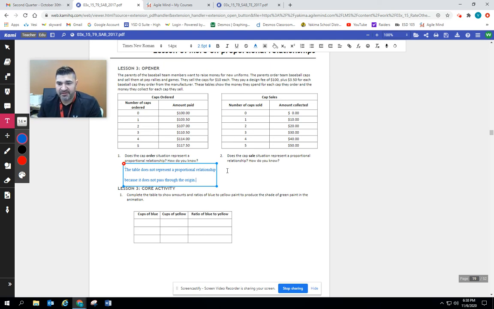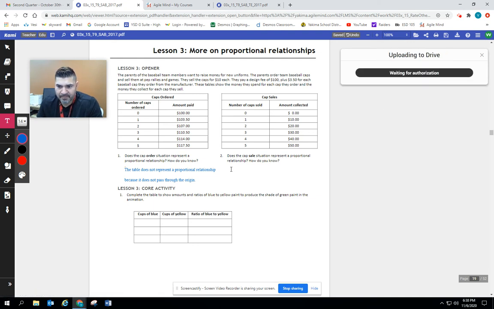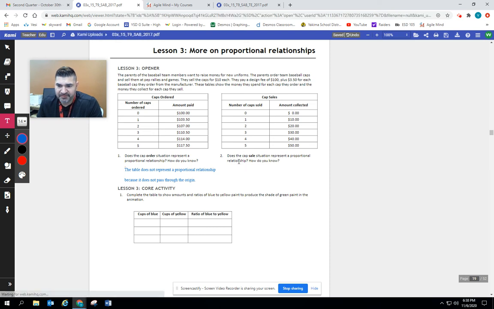Let's take a look at the other table. So we have 0 here, and over here we also have 0. So this does pass through the origin. Also, we have a consistent increase. Okay, we're increasing by 10 per every cap. So this one is proportional and goes through the origin.